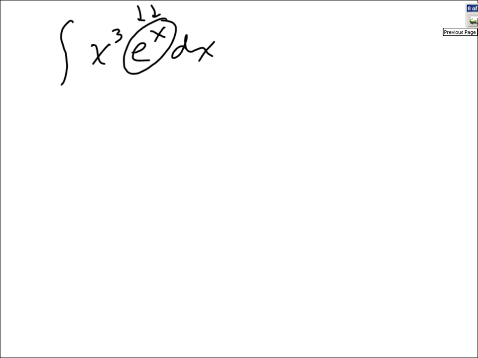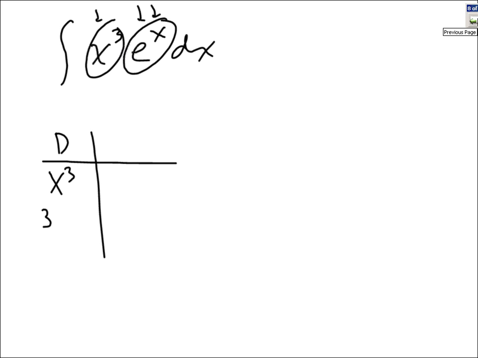Let's try another one. Use the definition of integration by parts. If you have the integral of x cubed e to the x dx, well, I'm not going to ever take the derivative of e to the x enough times and get 0. The derivative of e to the x will always be e to the x. And then take the derivative of x cubed. That eventually will become 0.